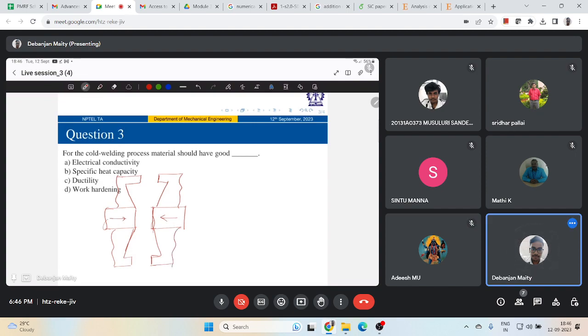This is my die, and the pressure is used at room temperature only. Correct? Now, how will it look? It will form some kind of joint over here, and these are the dies over there.